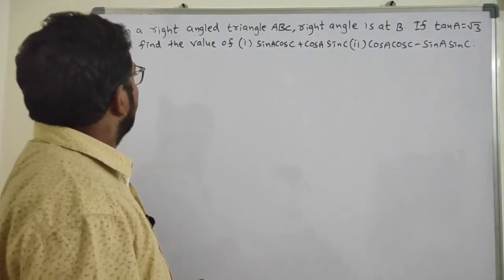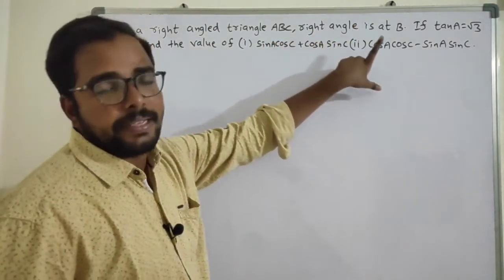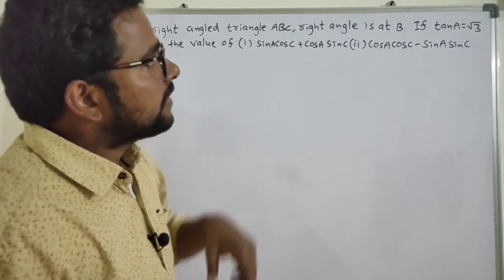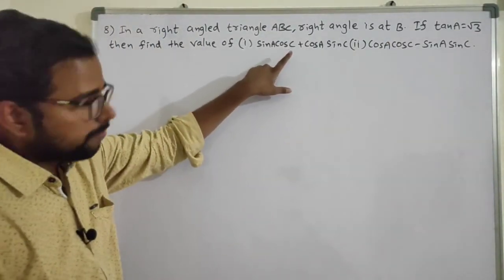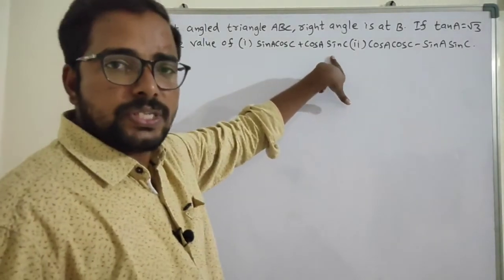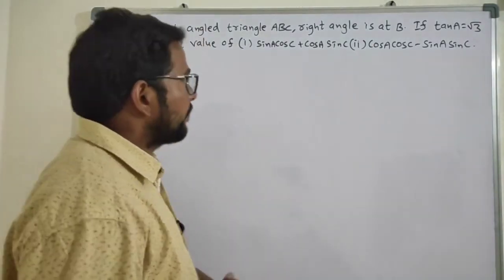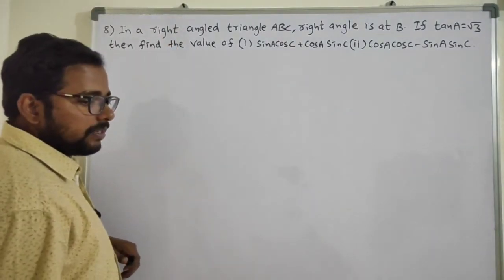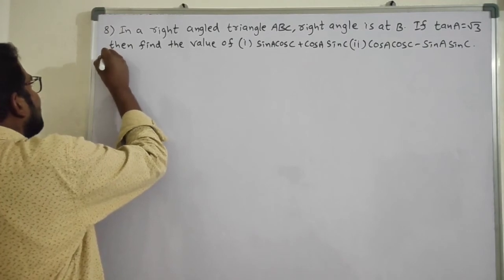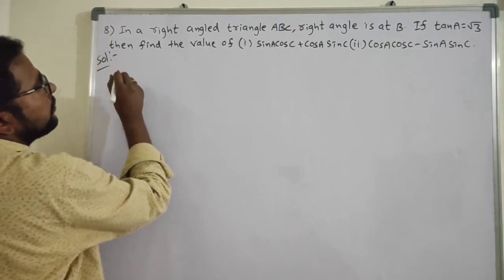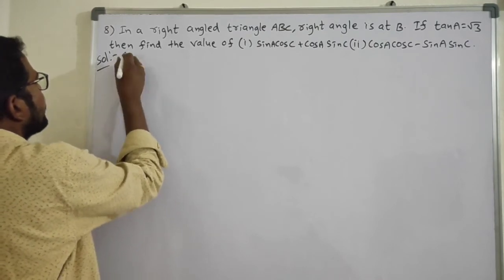Now the eighth question. In a right angle triangle ABC, the right angle is at B. If tan A is equal to root 3, then find the value of sin A cos C plus cos A sin C. First one. Second one, cos A cos C minus sin A sin C. So what is given? A right angle triangle ABC, the right angle is at B. So angle B is equal to 90 degrees.